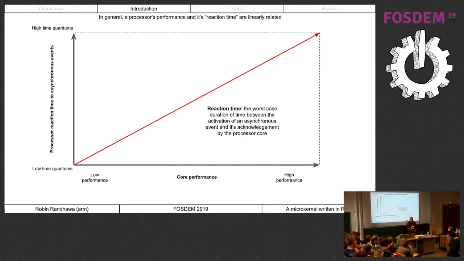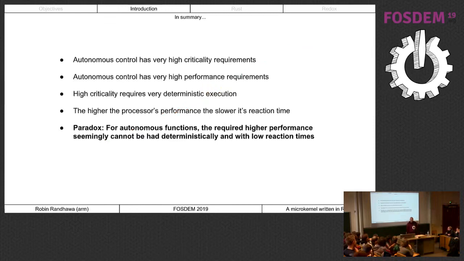a bounded fashion is becoming really hard to do. Because to give you that performance, processors are becoming multi-order, out of issue, speculative characteristics, complex cache hierarchies, translation regimes. It's becoming really hard to come up with an upper bound, right? So, autonomous control has very high requirements. It has very high criticality requirements and performance requirements, but high criticality requires deterministic execution. But if you're increasing the processor's performance, the slower is its reaction time, right? This is a paradox, and people are going nuts trying to solve it, right?